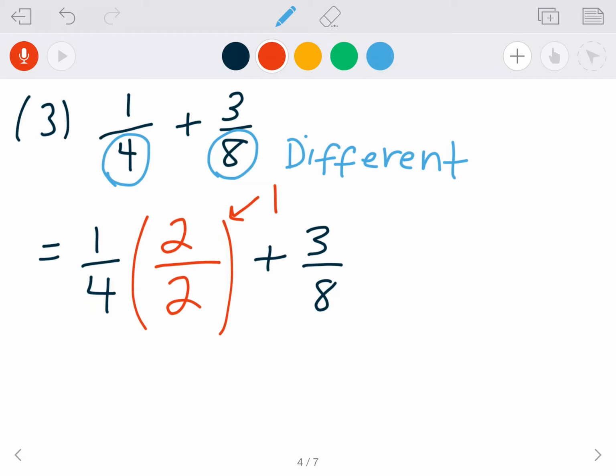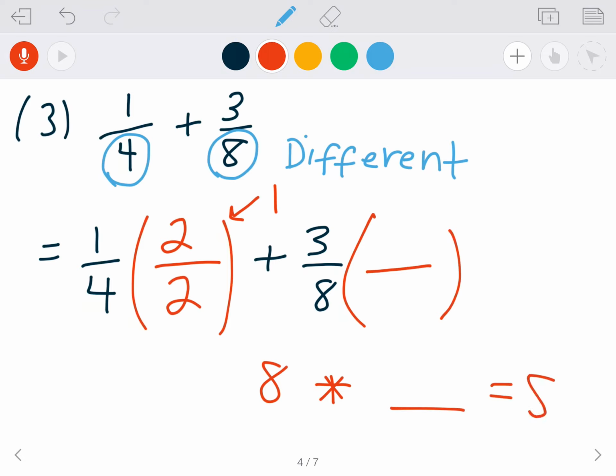Now for the 3/8, we don't want to change it because we really like that 8 as our denominator. We see that 4 and 8 both have 8 in common, so we don't want to change it. So what number represents leaving it alone? Like 8 times what number gives us 8 back? Yes, it is 1. So if you want to leave a number alone, just multiply it by 1.